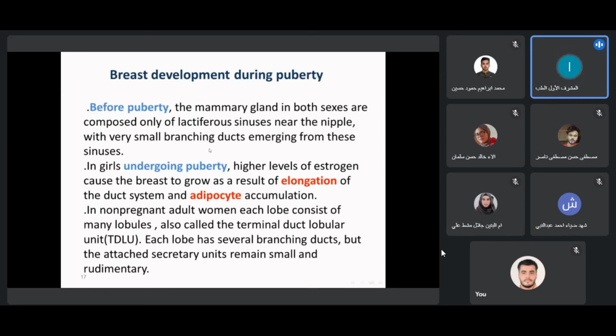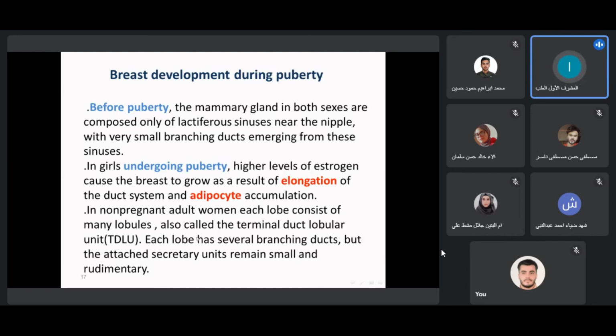During puberty, the breast will start to develop. Before puberty, it is the same in both sexes, both male and female. The breast consists only of lactiferous sinuses near the nipple with very small branching ducts. During puberty and under the influence of estrogen hormone, the breast will start to grow by elongation of these small branching ducts and the deposition of adipocytes.